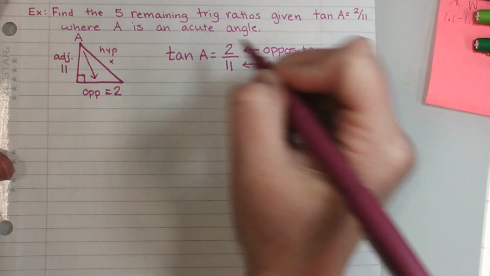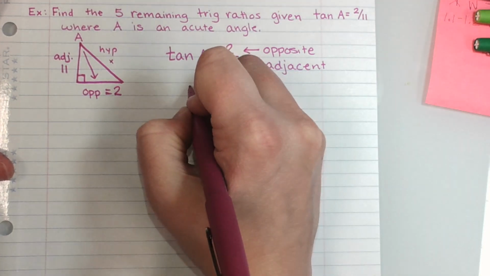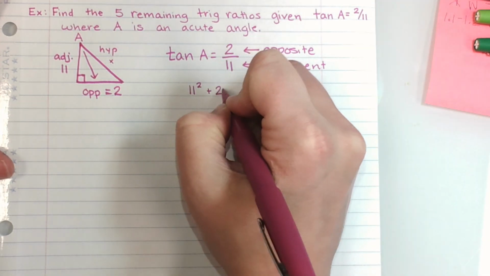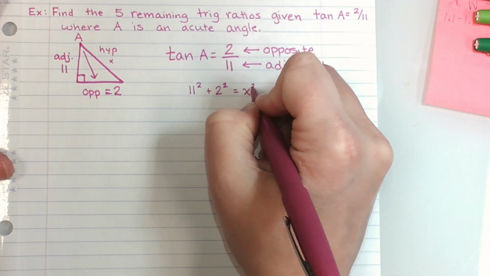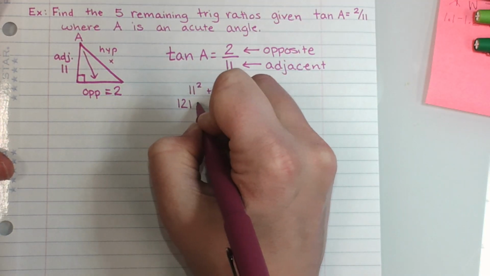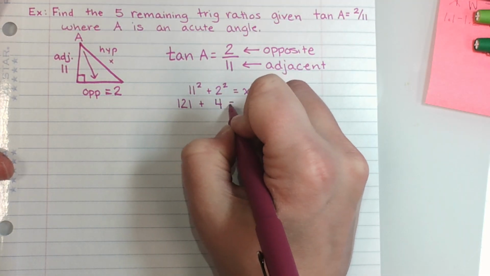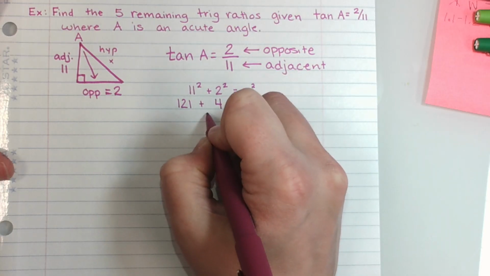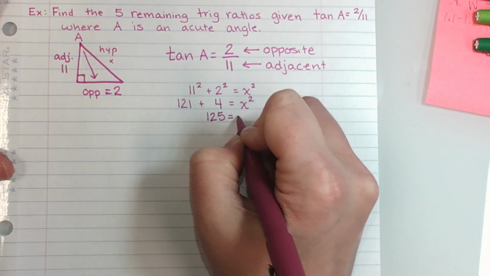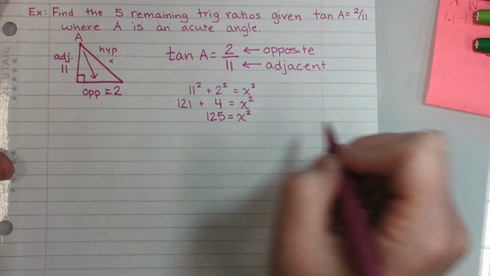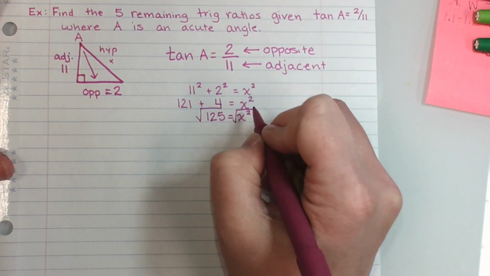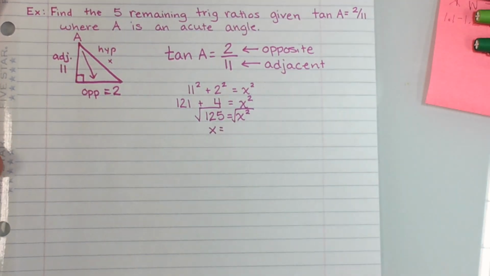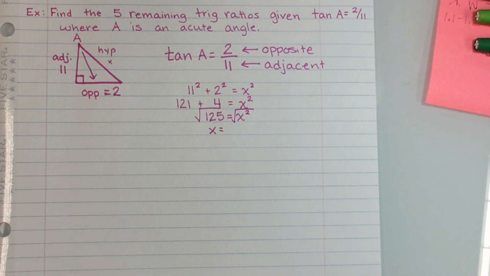I'll put an X here. It's the hypotenuse, so 11 squared plus 2 squared equals x squared. 11 squared is 121. 2 squared is 4. Add those together, I get 125 is equal to x squared. To get rid of a squared, I take the square root. Square root of 125.